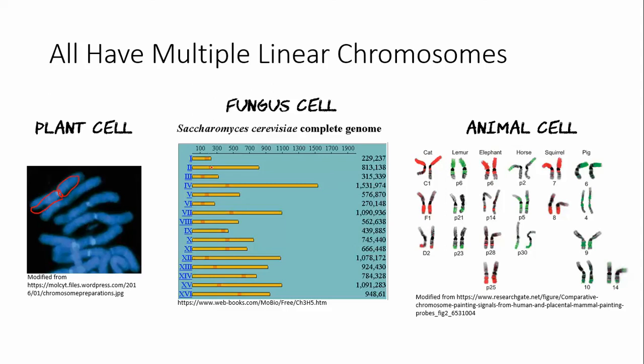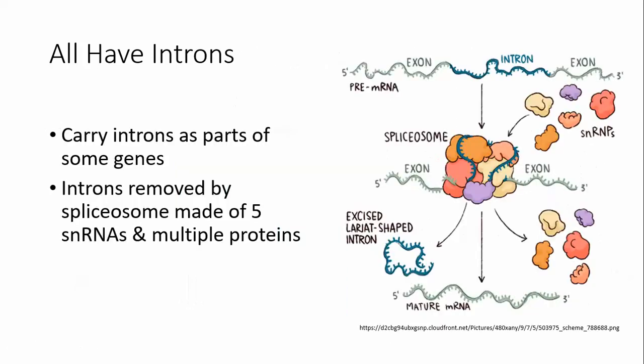I could not find a good microscope image of fungal chromosomes for some reason, but I was able to find this as like a diagram showing the various chromosomes in a yeast. And then here are some chromosomes from a number of animal cells. So you just need to know that they're linear and there's more than one of them. Not really anything else about that diagram.